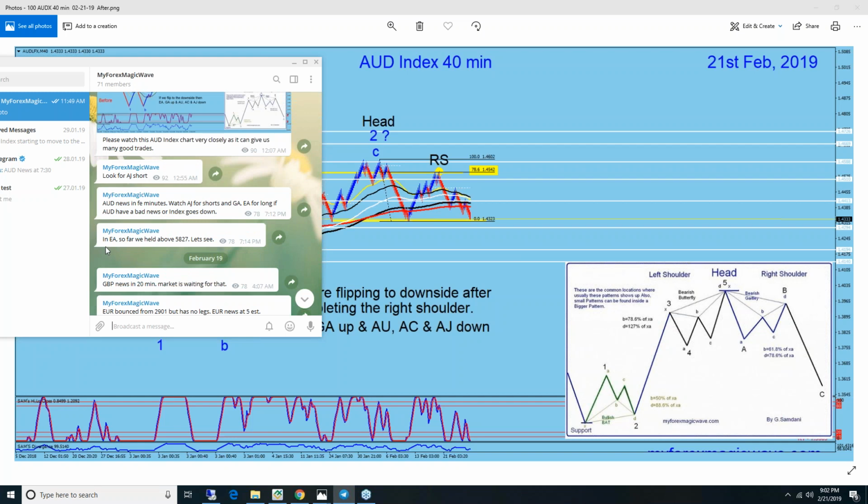And then I also said in EA, so far we held above 58.27. What is the meaning of it? That we are holding this number, and we are staying above, so we will go up.